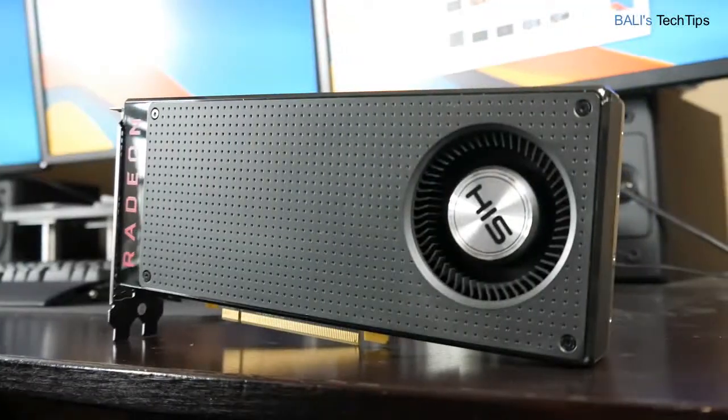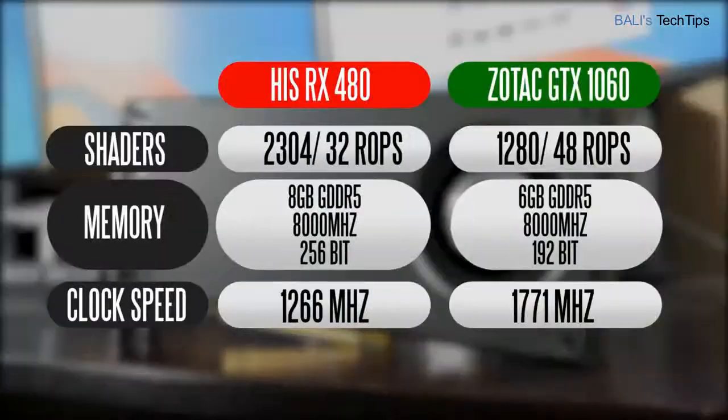Specifications, when we take a look at the RX 480 versus the GTX 1060, in terms of overall shader units, we do have about 1280 CUDA cores on the 1060 versus about 2304 stream processors on the AMD side. ROPs, we do have more ROPs on the 1060, 48 versus 32, and transistor count is quite a lot higher on the RX 480. It has about 5.7 billion versus about 4.4 billion on the 1060 side.